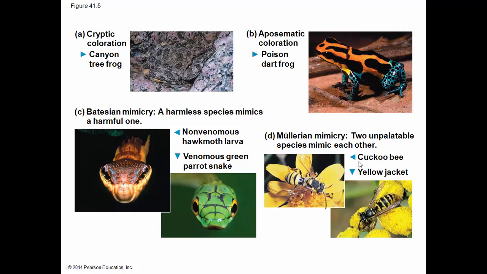And then there's also Mullerian mimicry, in which two unpalatable species mimic each other. There's the cuckoo bee here and the yellow jacket. Both of these have stingers, and this is another form of aposematic coloration. So you have aposematic coloration between these two species, and they are warnings to the predators that they might get stung if they try to eat these prey.